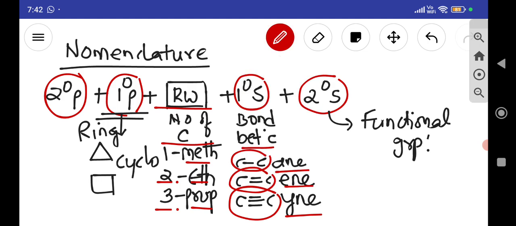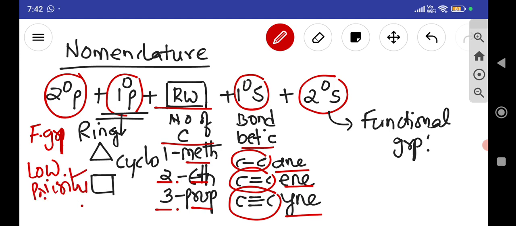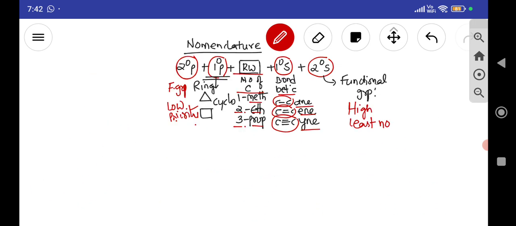Now secondary prefix is also the functional group, but here it is having low priority, so we can discuss this in grade 11. Now for 10th we don't have this. So the functional group with high priority is written as secondary suffix, and it will be getting the least number. While you are giving the number, it gets the least number. So this is the formula to find out the nomenclature.